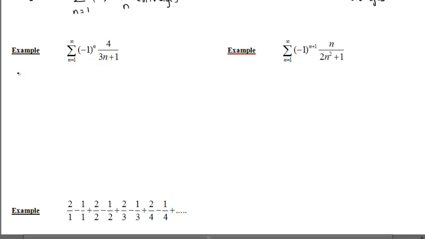Okay, all right, so condition 1. Ignoring the (-1)^n, just looking at the nth term, irregardless of the sign, we see that that goes to 0. So we're well on our way here. Condition 1 is met for AST. Let's look at condition 2.